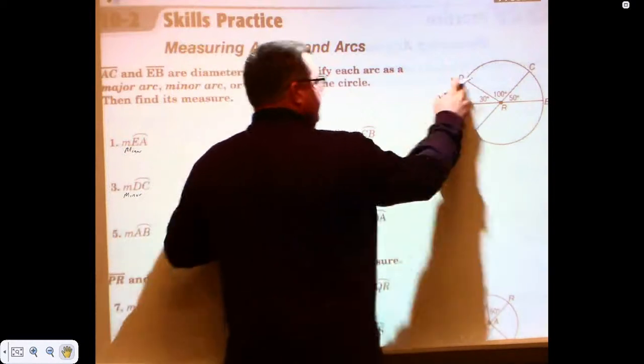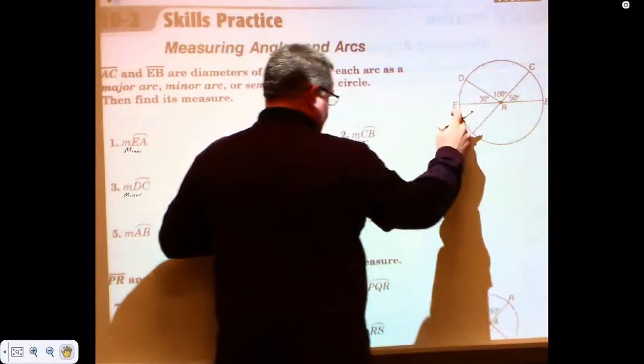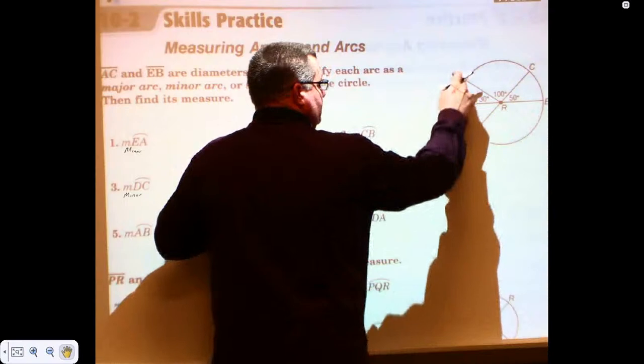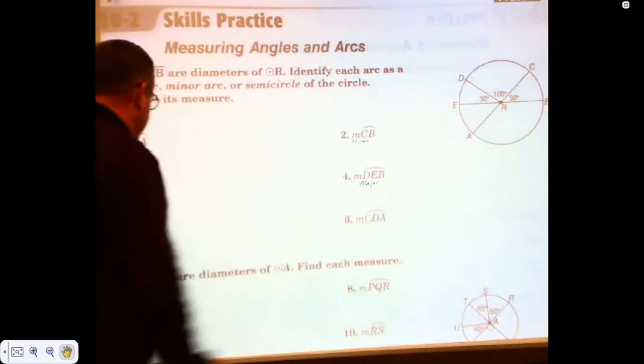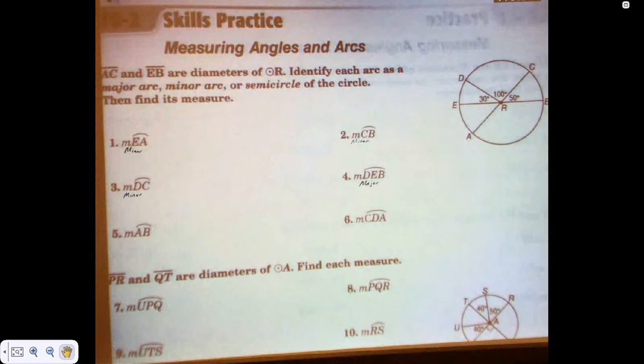Is it the long way around or the short way around? Is there a faster way to get from D to B than going through E? Yes, there's this way, right? If it's over 180, it's going to be a major. AB.